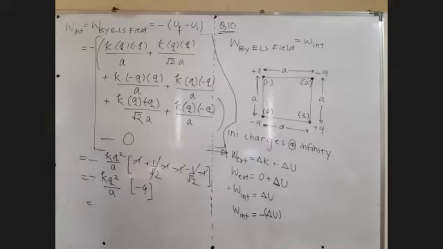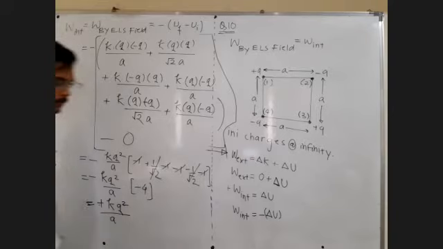What is the final answer? Answer is, sir, plus minus plus 4, plus minus, sorry, minus minus plus K into Q square upon A. Write it down, reply in the chat box, clear and written.